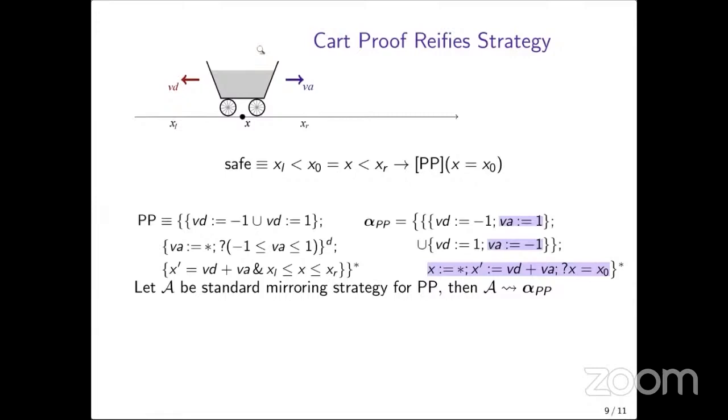However, refinement logics also allow us to weaken a test. Because x equals x0 is sufficient to ensure safety, we are allowed to omit the domain constraint from this proof. This is somewhat similar to how we omitted the test that VA is in between plus and minus 1. Because Angel has proven this test to pass, we do not need to leave it in the system. The tests in the system are tests for Demon.